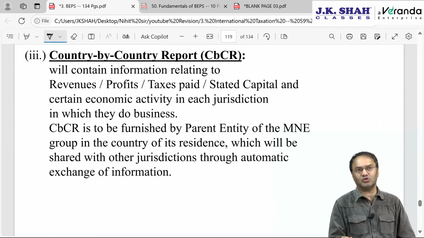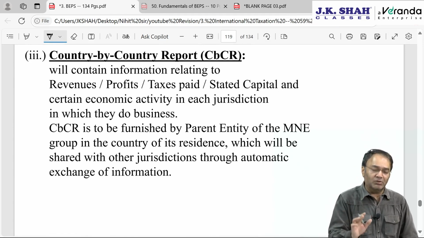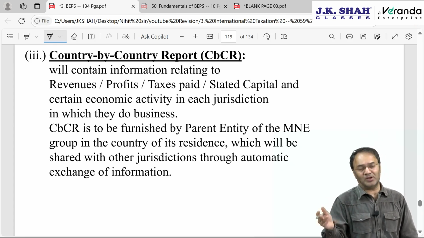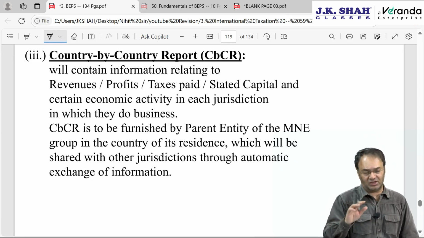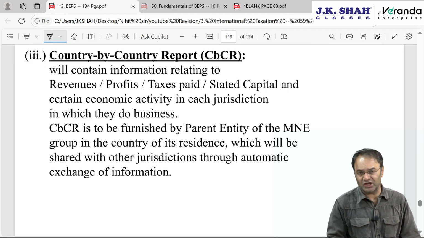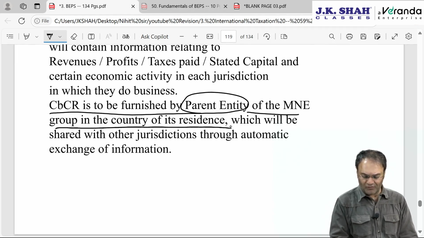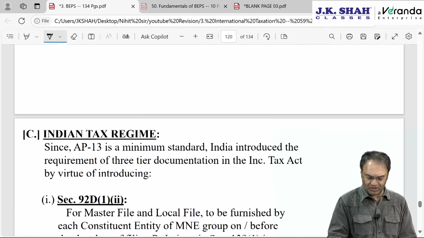Country by country report is to be furnished not by each and every constituent entity of the group. It is to be delivered only by the parent entity. In place of the parent entity, they can delegate some other entity in some other country, called an alternate reporting entity. We already detailed it in the chapter on miscellaneous provisions, where section 286 falls. It is to be furnished by the parent entity of the MNE in the country of its residence, which will be shared with other jurisdictions through automatic exchange of information.